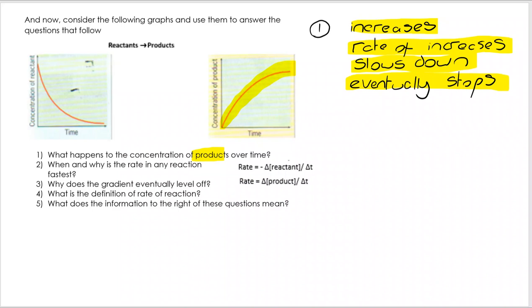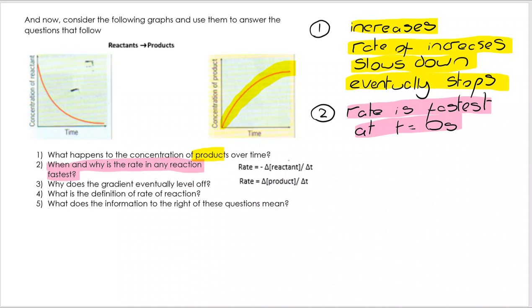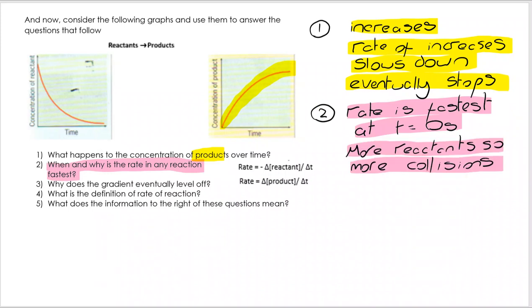Now for question number 2, when and why is the rate in any reaction fastest? Well, you can see the steepest portion of the line is at the beginning. So it's when t is 0 seconds. And that's because there are more reactants available. There are more reacting particles, which means there are more collisions. And it makes sense from collision theory that if there are more collisions, there will be more successful collisions, and therefore the rate of reaction will be higher.